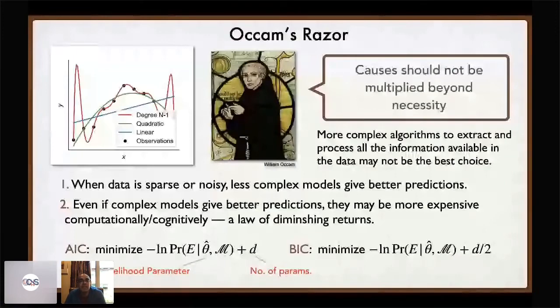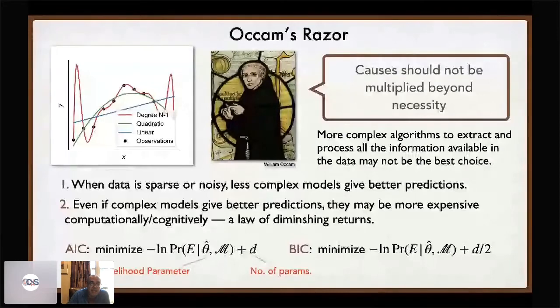Another reason why less complex models can be better sometimes is they can also be more expensive. Computationally and cognitively, it can be expensive to build, maintain, infer, and reason with more complex models. So there are constraints on that kind of expense, and it may well be that because of that, there's some sort of law of diminishing returns, and therefore you should have simpler models.